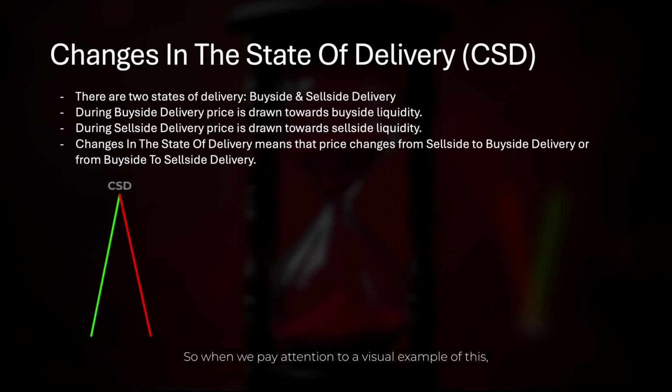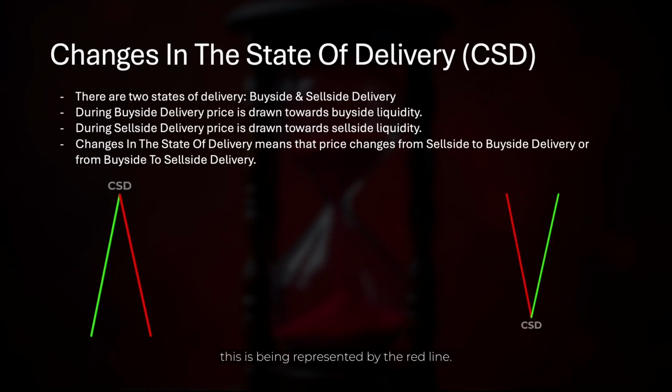So when we pay attention to a visual example of this, what you can see is that we see the buy side of the curve deliver in the form of the green line. Then we see a change in the state of delivery taking place. And then the sell side of the curve delivers where the market is drawn towards sell side liquidity. This is being represented by the red line. If we would look at an opposing schematic, we could see that the red line lower represents sell side delivery. We then see a change in the state of delivery taking place and the market draws towards buy side next. So this is buy side delivery.